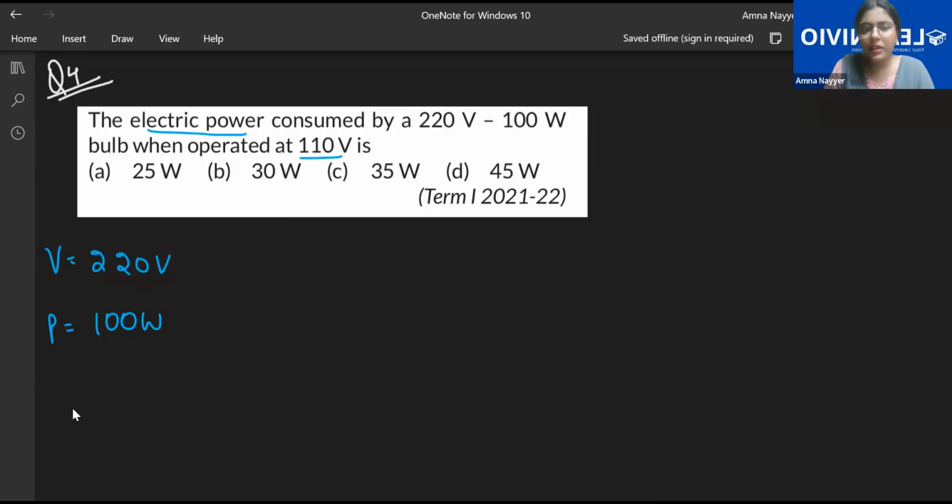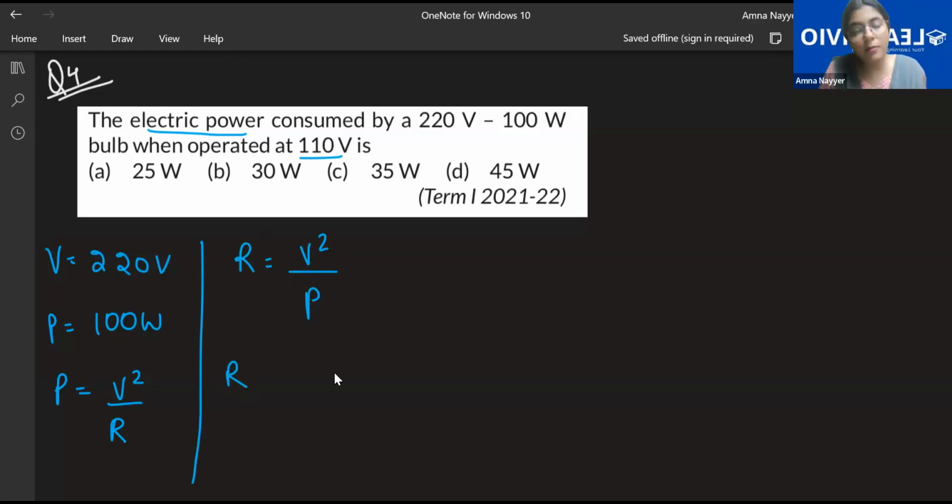So look, from here we can get the value of R. Resistance can be calculated. Look, P is equal to V square by R. So we can say R is equal to V square by P, because using this at least we'll get the value of R.